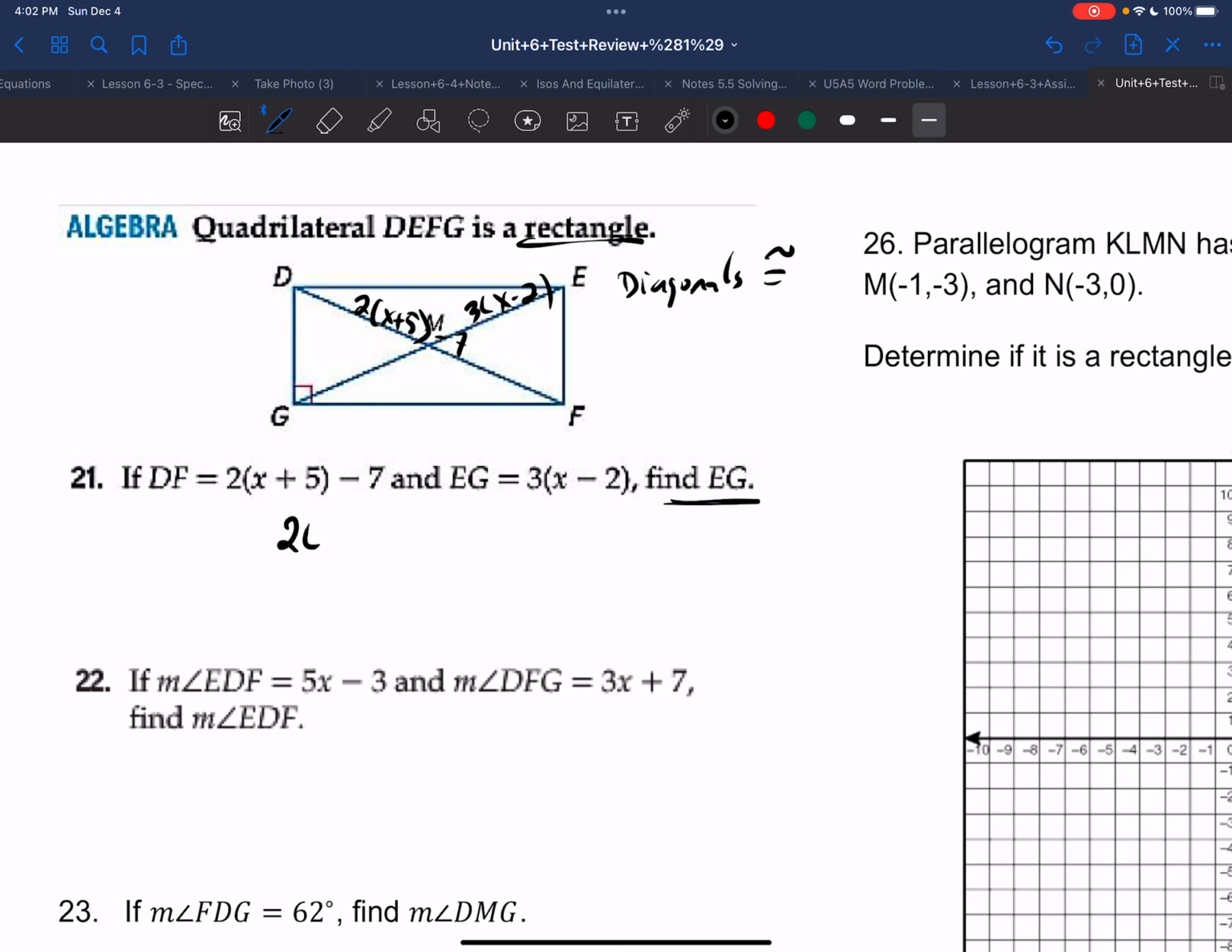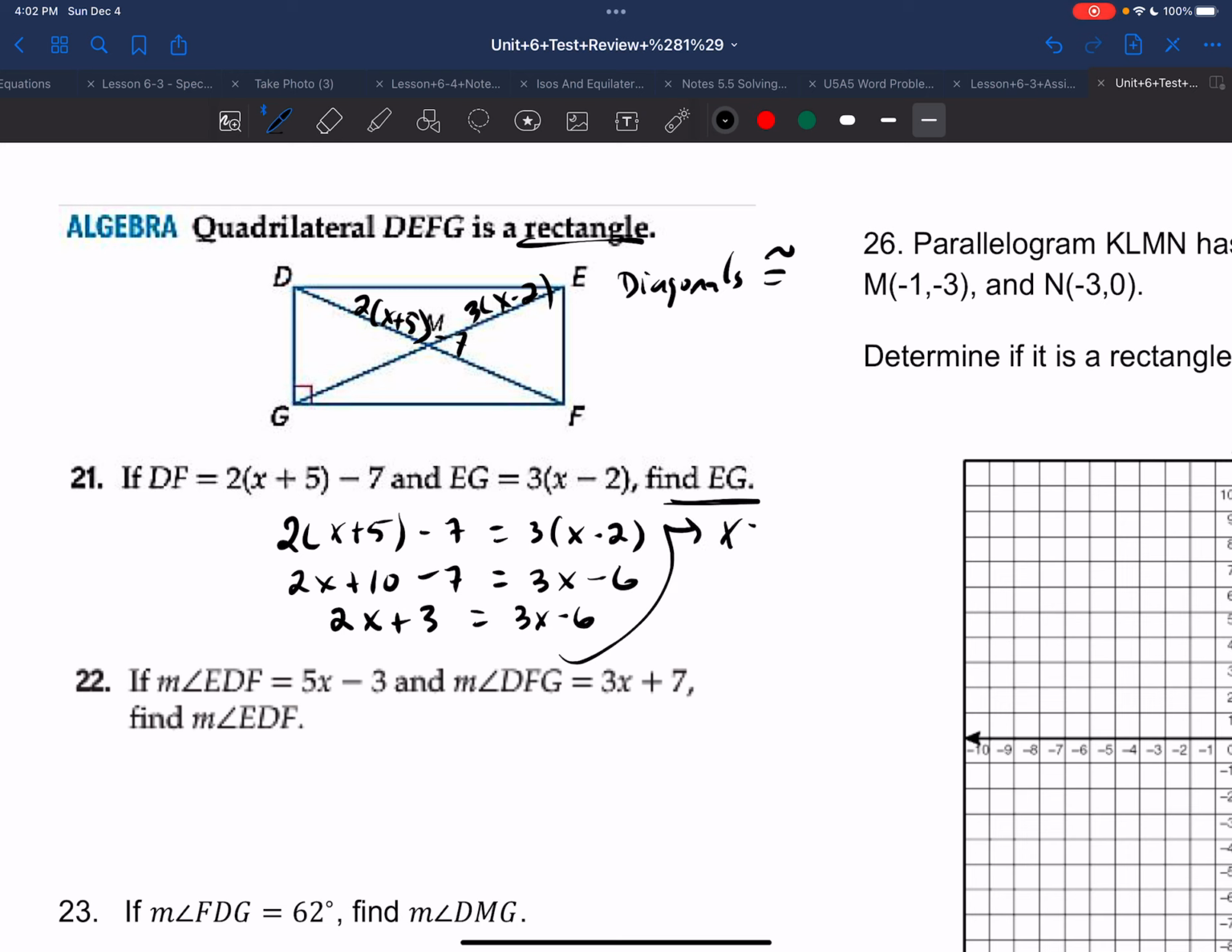So we do 2 times the quantity x plus 5 minus 7, which is equal to 3 times the quantity x minus 2. And then I'm going to go ahead and use the distributive property, which is 2x plus 10 minus 7, which is equal to 3x minus 6. And then I'm going to go ahead and combine the like terms. 10 minus 7, that's going to be 2x plus 3, which is equal to 3x minus 6. And then after that, if I subtract both sides by 2x and then add both sides by 6, I'm going to be left with x is equal to 9.